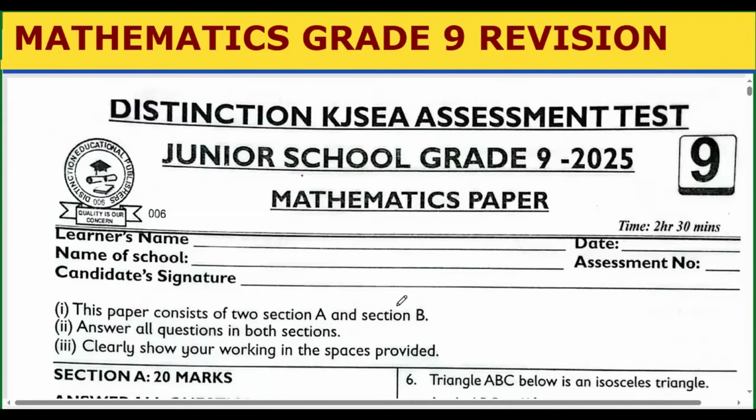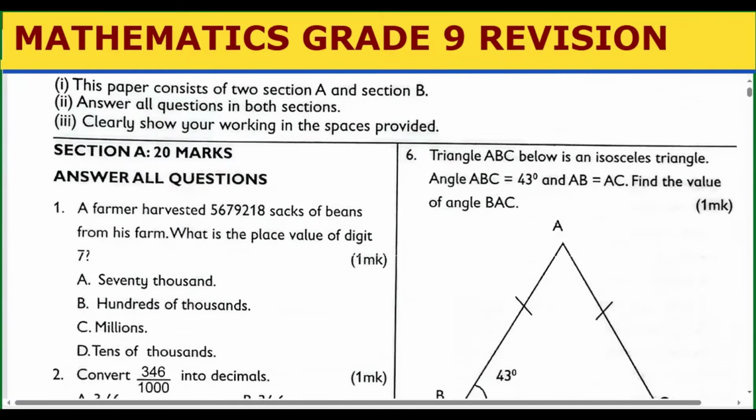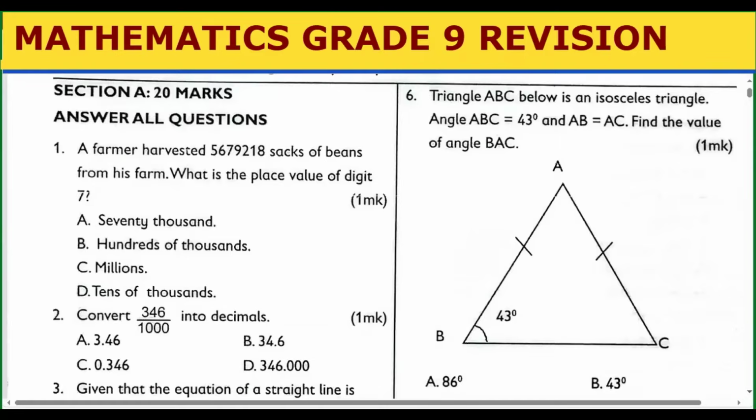This is mathematics paper. Learner's name. These are the details, your particulars. Let's go to question number 1. This is section A, 20 marks. We have another section, which is section B. This section A is for multiple choices.